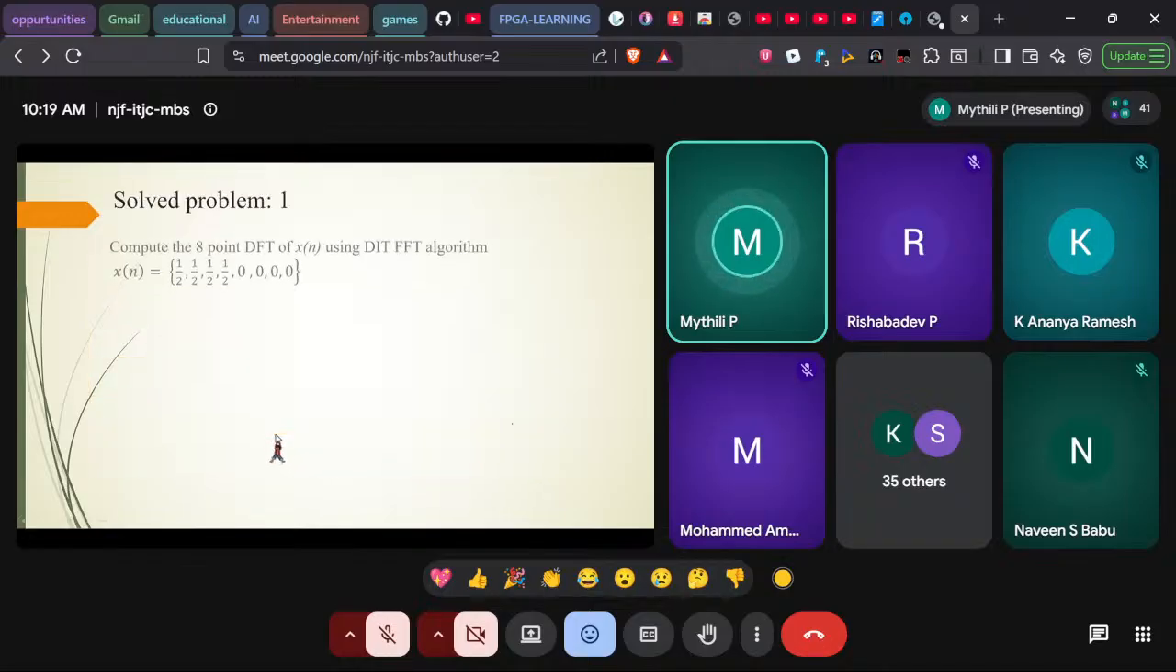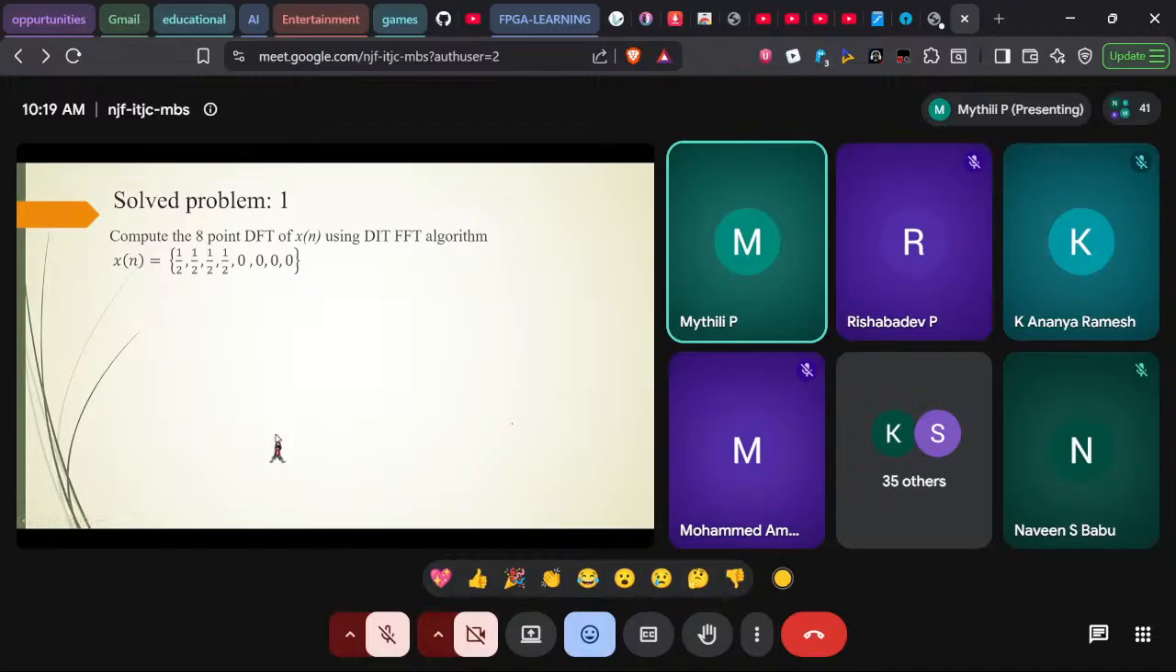So let's do this problem here. You are asked to compute the 8-point DFT of a sequence using decimation in time FFT algorithm. If you are asked to do it using decimation in time, you use only decimation in time. If nothing is mentioned, you can either use DIT or DIF. Okay.